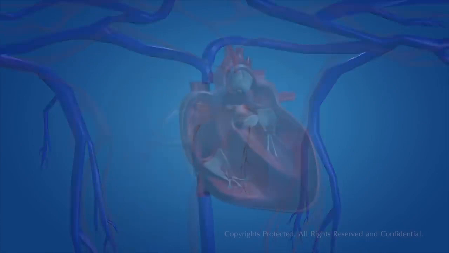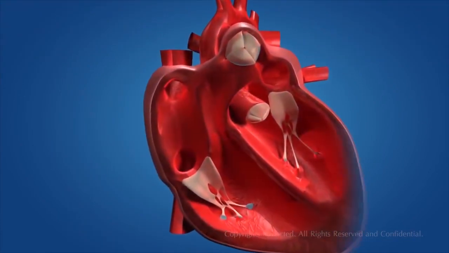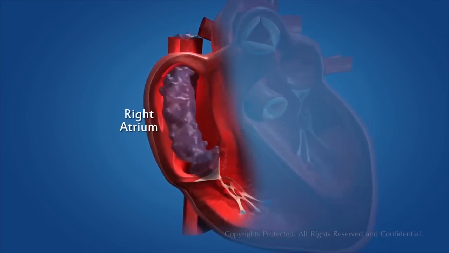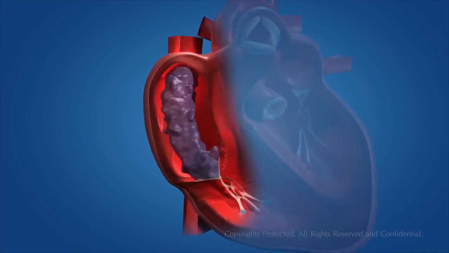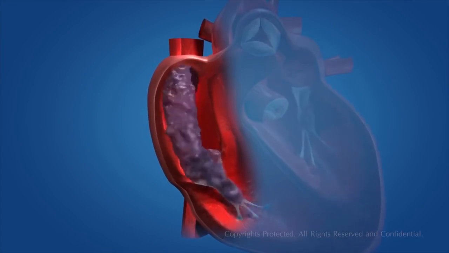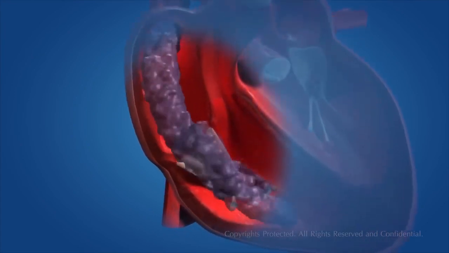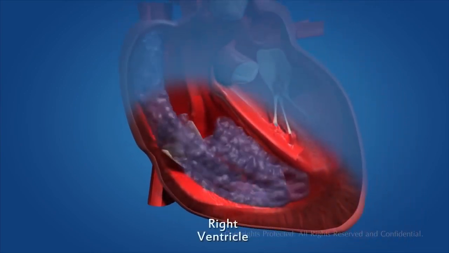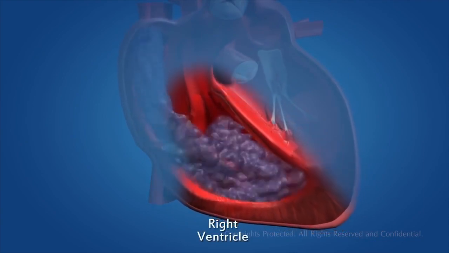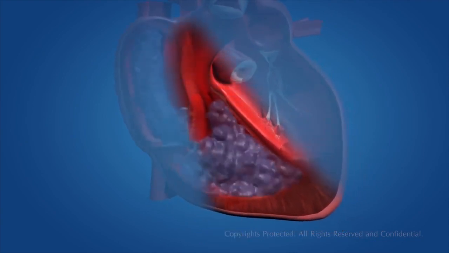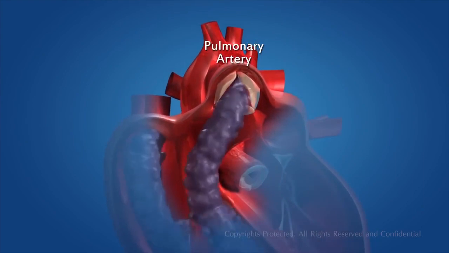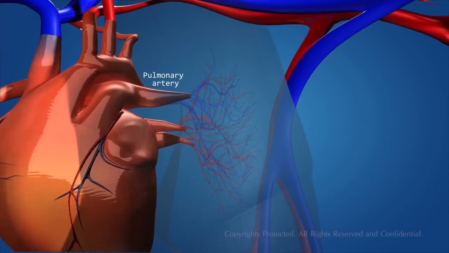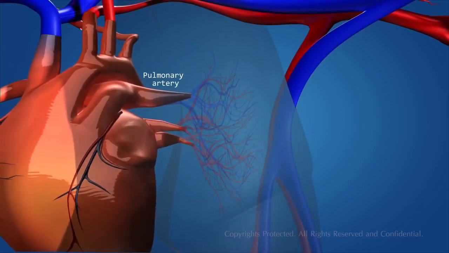The deoxygenated blood from different parts of the body enters the upper right chamber of the heart, which is called the right atrium. The right atrium contracts, allowing the blood to flow into the right ventricle, which expands as the right atrium contracts, through the one-way valve. The right ventricle then contracts, pushing the blood into the pulmonary artery. The pulmonary artery carries the deoxygenated blood to the lungs for oxygenation.